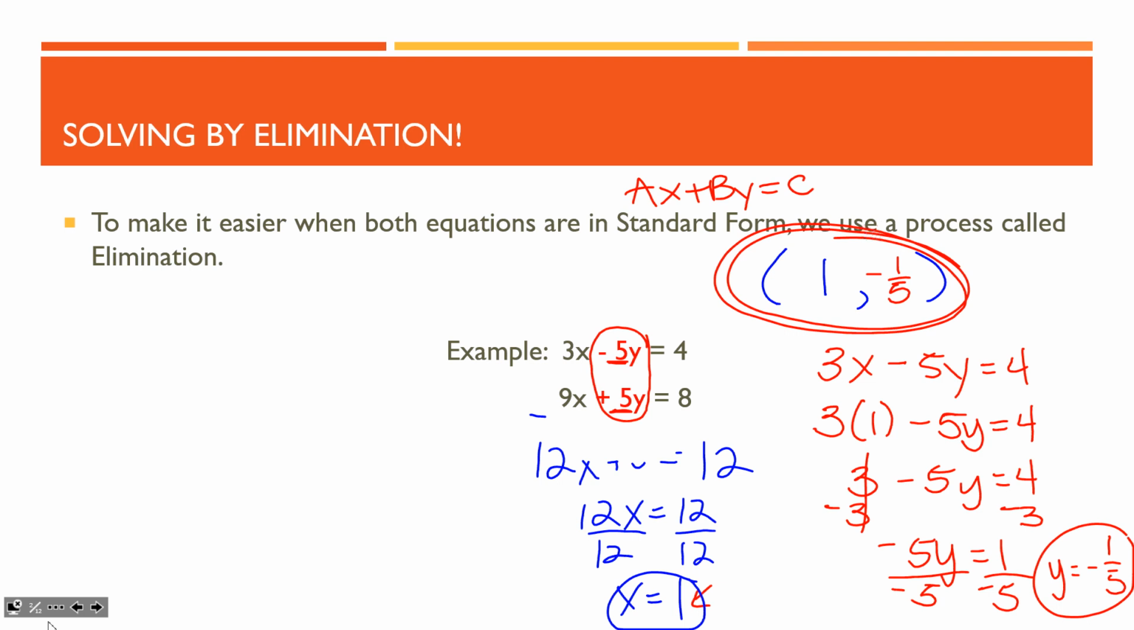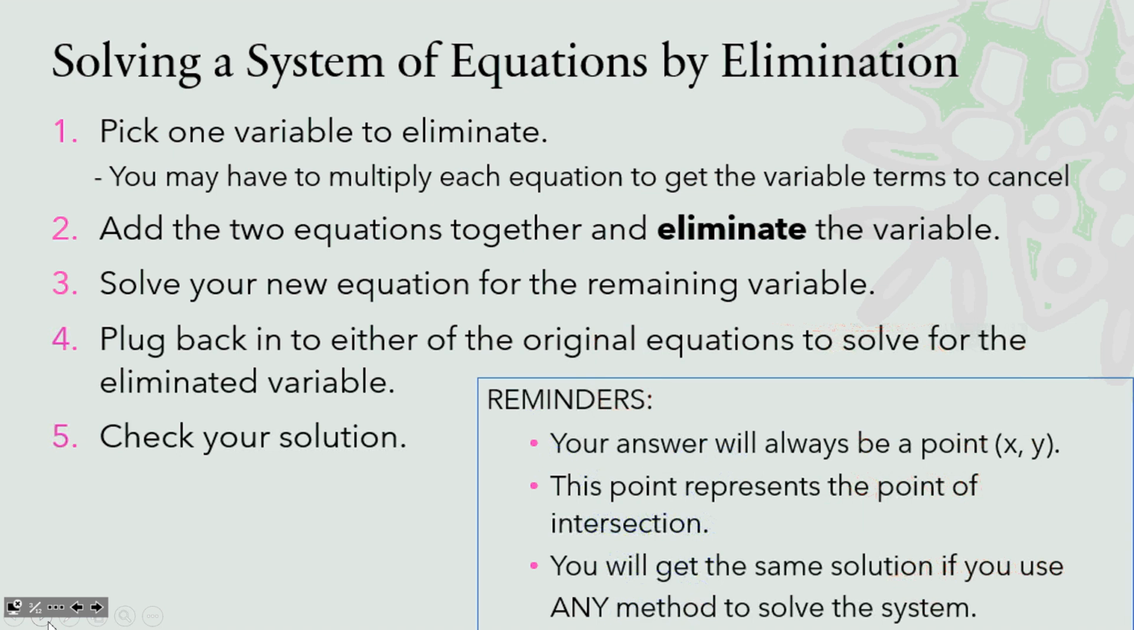So when we say pick one variable to eliminate, we mean the coefficients must be opposites, like 5 and -5, or 10 and -10.